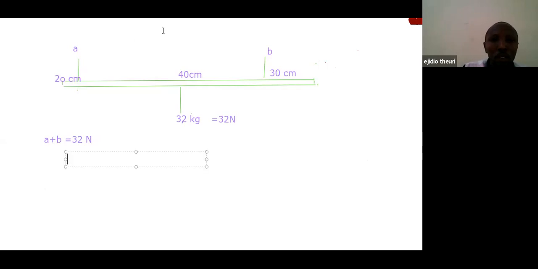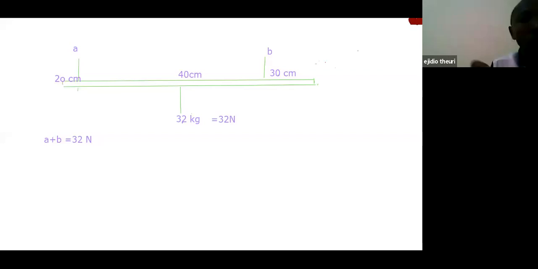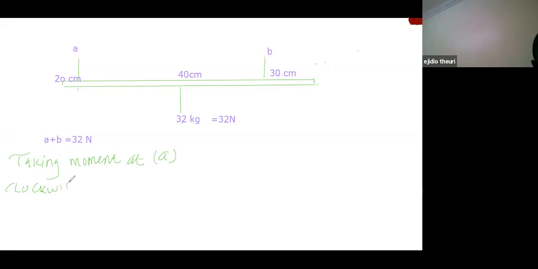Clockwise moment is equal to anti-clockwise moment. So taking moment at A, clockwise moment is equal to anti-clockwise moment.